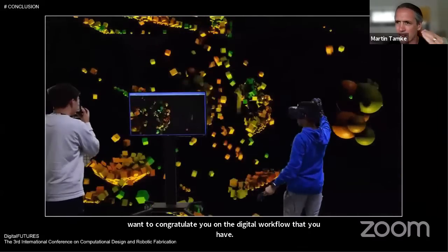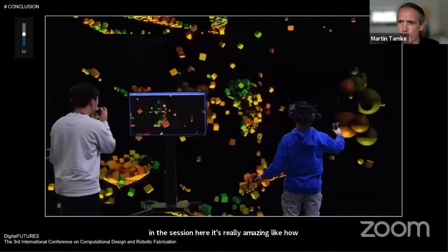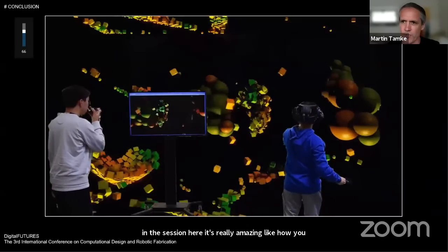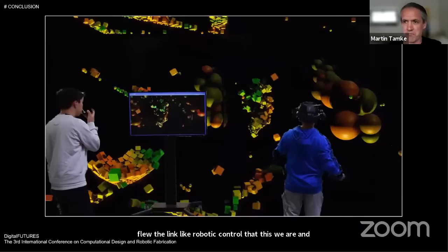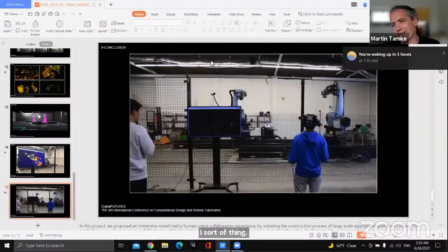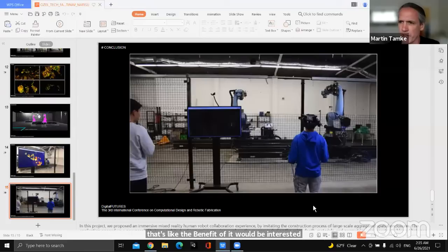Similar also to others in the session here, it's really amazing how fluidly you link robotic control data with VR and a real-time representation. It's quite beautiful, and that's the benefit of it. I would be interested in how the experience was when you were standing there, because it's not so much what you have written about, and then I can criticize it a little bit more. What did you feel when you were in it? Did you feel it was immersive, or did you feel the presence of the robots? You hear the sound of the KUKAs moving, or what was it like?